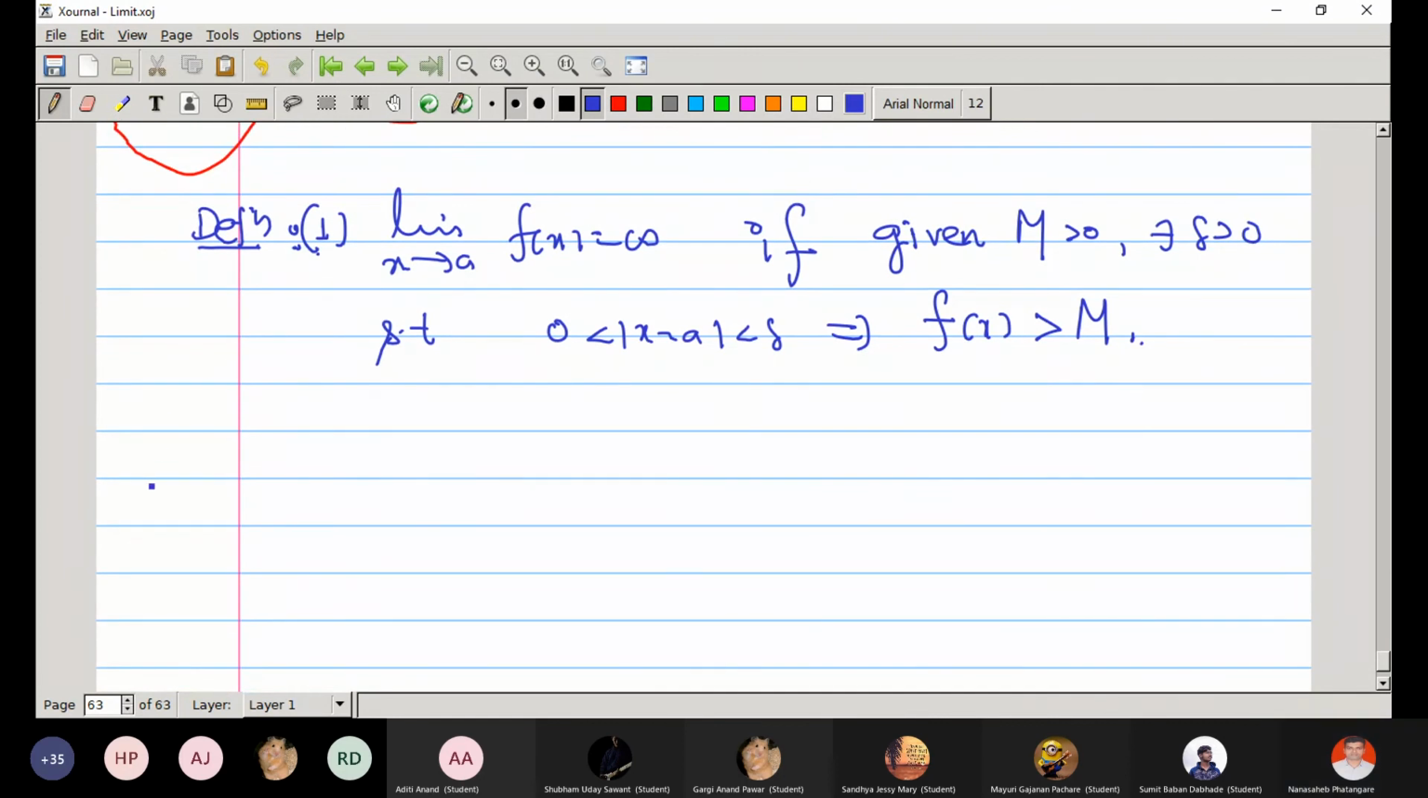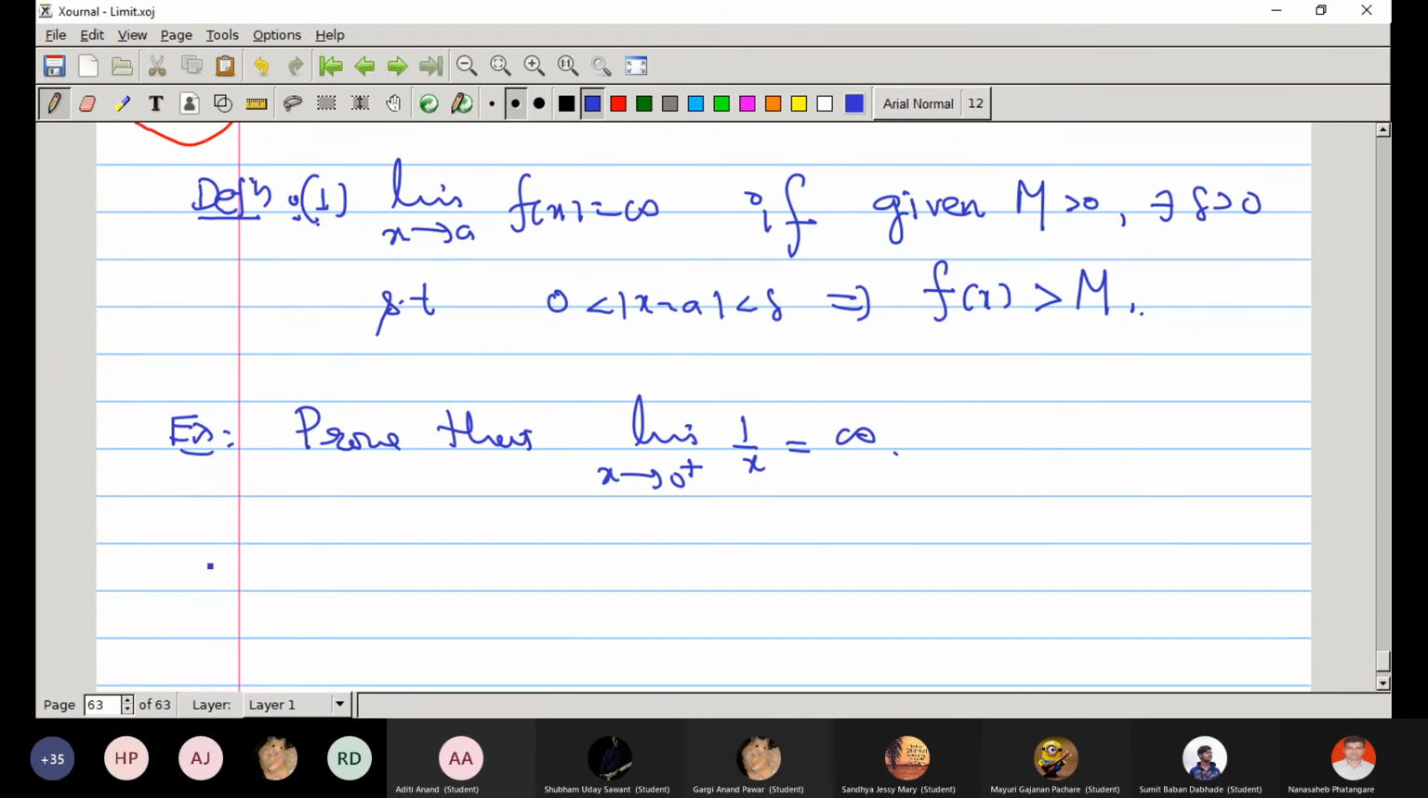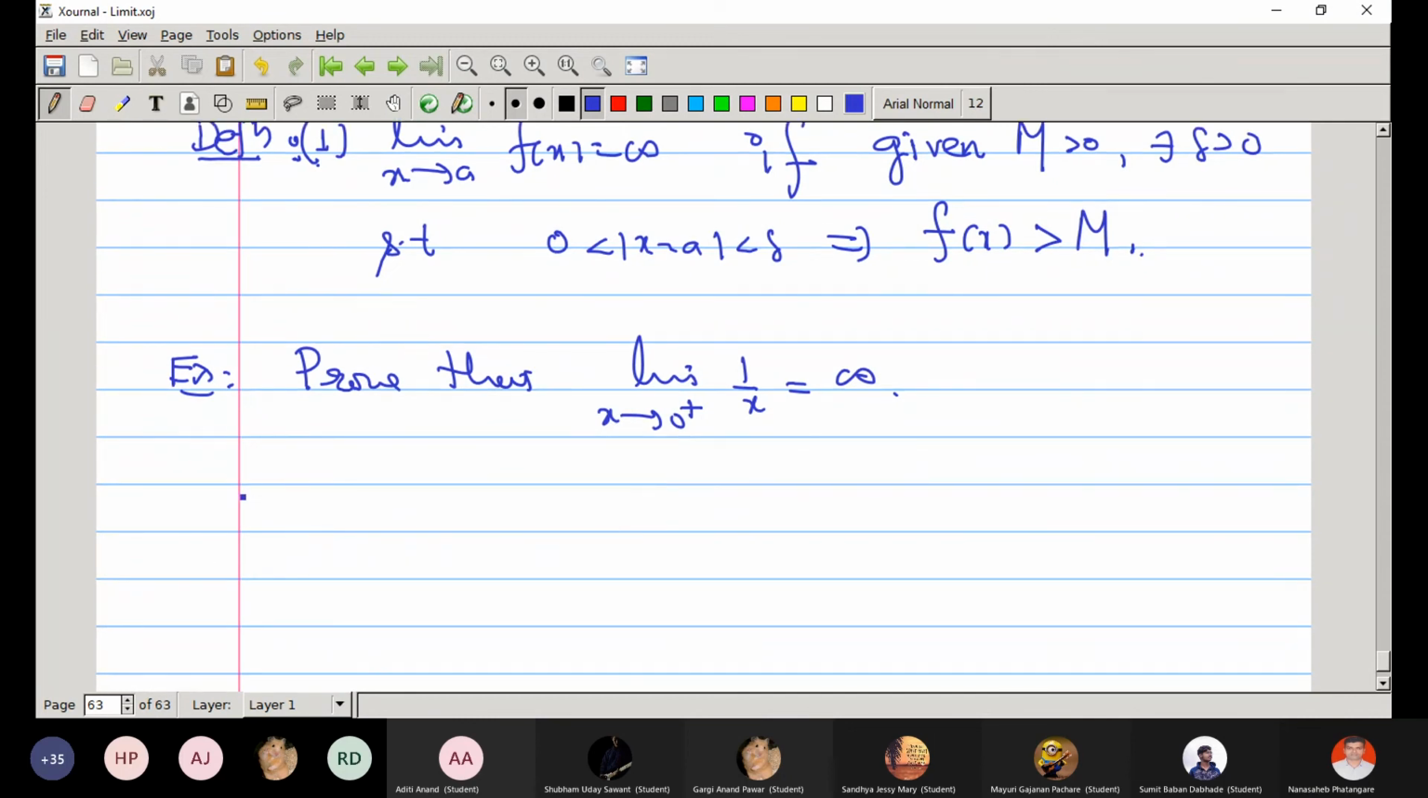Okay. Example. Prove that limit x tends to 0 from the right side of 1 by x is infinity. Idea is clear? Yes, sir.